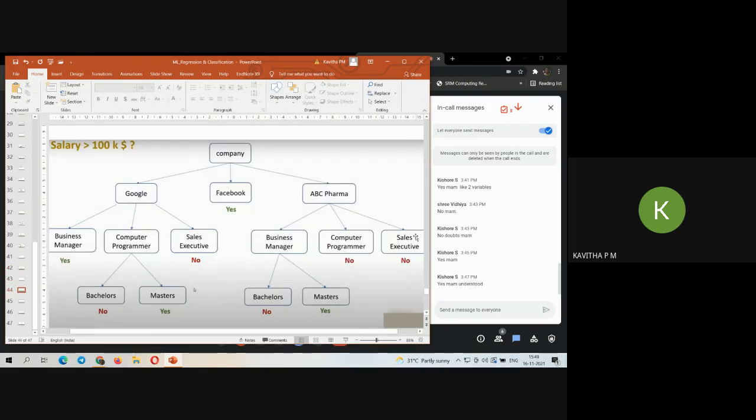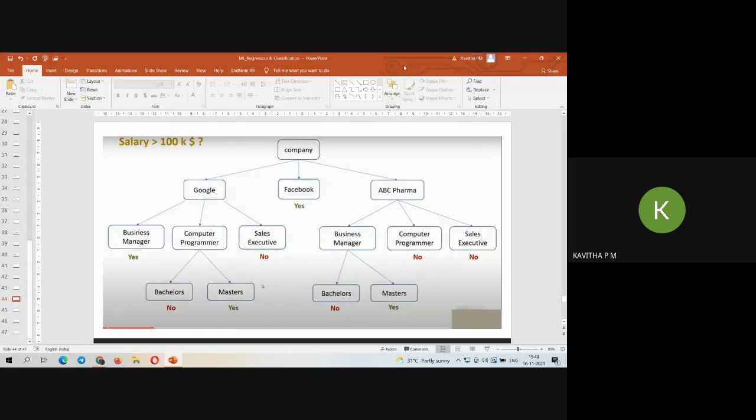Here is the example of how the decision tree works. Say, for example, a company is recruiting people based upon organizations such as Google, FB, and ABC Pharma, and these organizations are going to recruit some people. Here the company acts as the decision node, and we have three terminal nodes, and I'm just picking Google as the decision node.